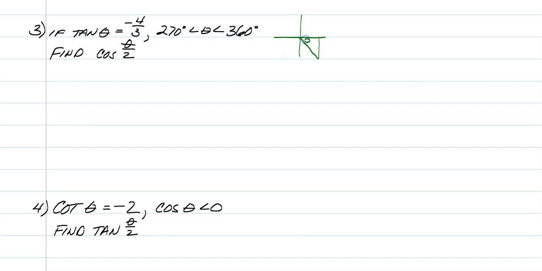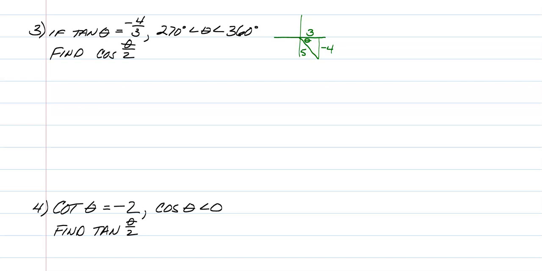Boom. So you have your theta, and tangent is opposite over adjacent. So that means your opposite is a -4 here, and your adjacent is 3 there. Now, of course, you need to find the hypotenuse using the Pythagorean Theorem. No surprise, this is going to end up being 5 because it's just a 3, 4, 5 triangle.